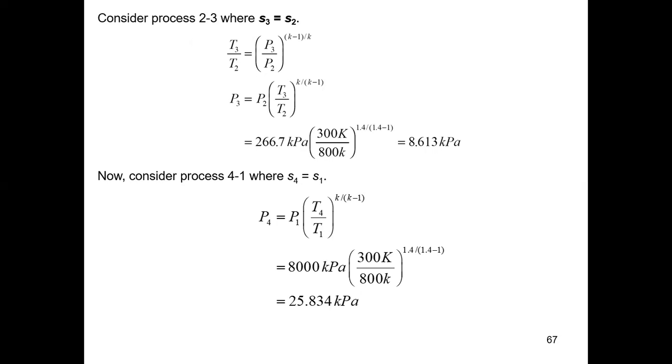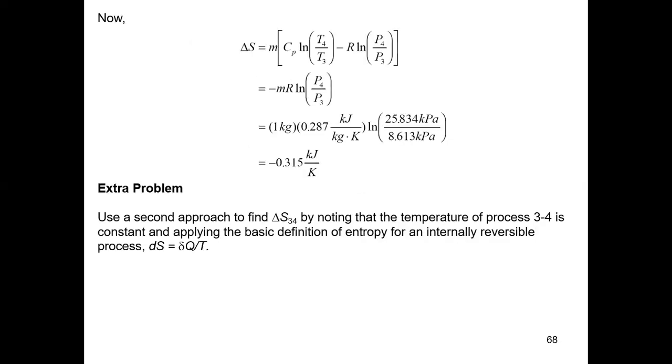P4 is equal to P1 times (T4 over T1) raised to the power of k divided by k minus 1. And hence you can calculate delta S from this formula, which is minus m times R, the gas constant, multiplied by the natural logarithm of P4 over P3. Substitute the values and delta S is minus 0.315 kilojoule per Kelvin.